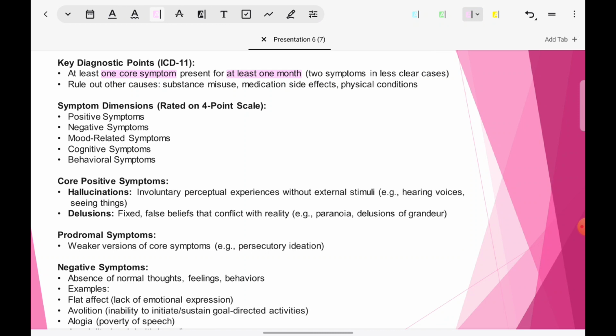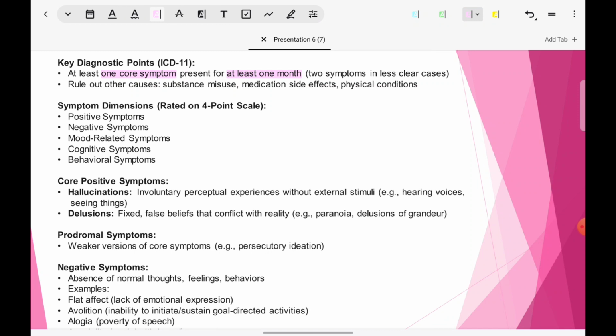This means that if the symptom is present for less than a month, the individual will not be given a diagnosis. Also, a psychologist must rule out other possibilities. The symptoms that we are going to see of this disorder can be caused by other conditions also. So just because someone is showing the symptoms does not mean that they have schizophrenia. They could be having some other condition that needs to be ruled out by the psychologist.